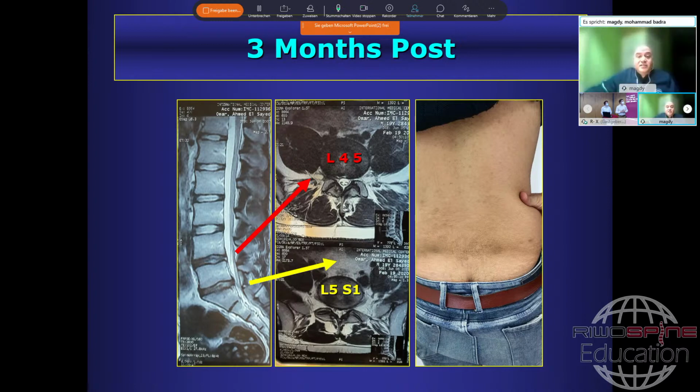And the good thing is when you see the MRI after about 3 months or more, you find some sort of remodeling of the disc. You look as if he was not touched before. This is the magic of endoscopic surgery, as you see here in the post-operative.